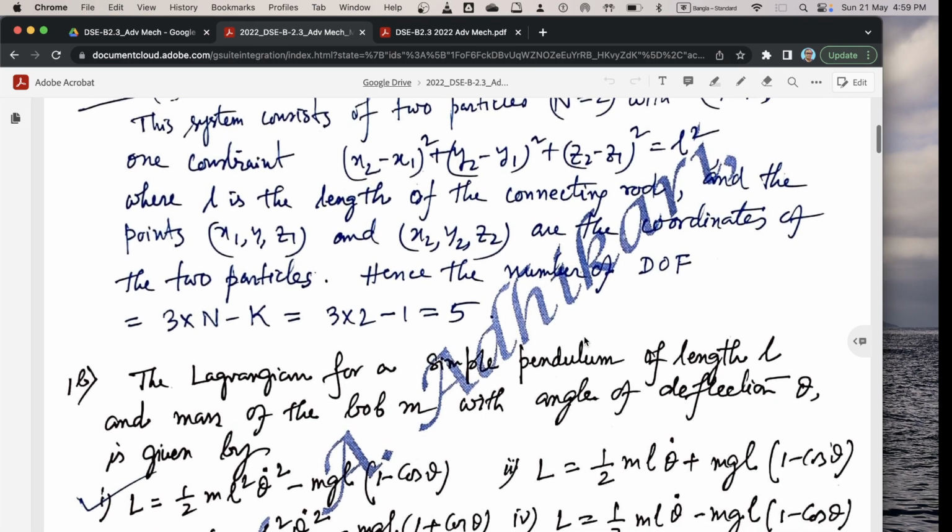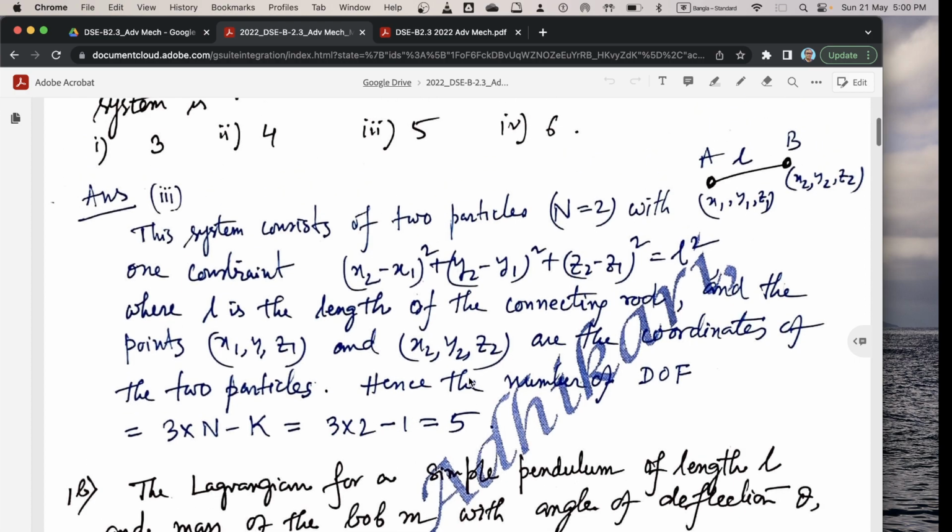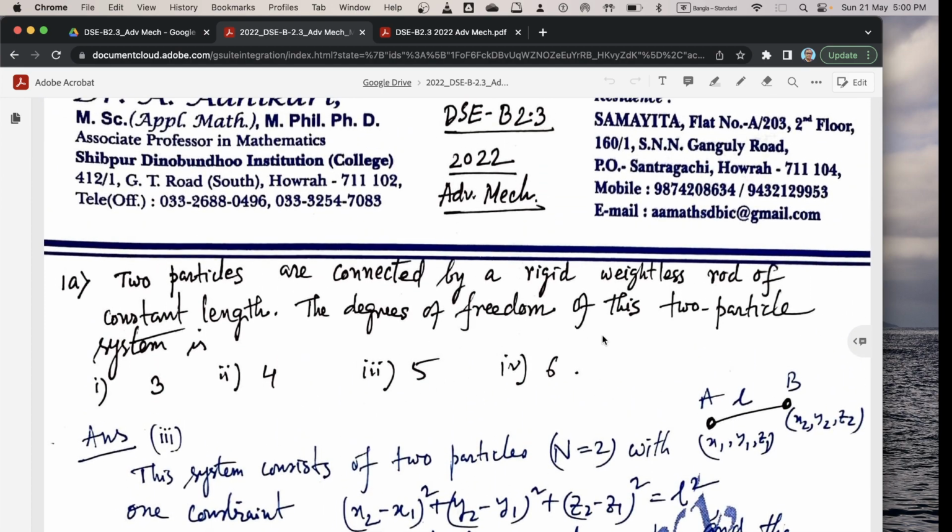Hence, the number of degrees of freedom equals 3N minus k. Here 3 into 2, the number of particles, minus 1, the number of constraints, so it is equal to 5. Hence, the correct answer is 5 for this system.